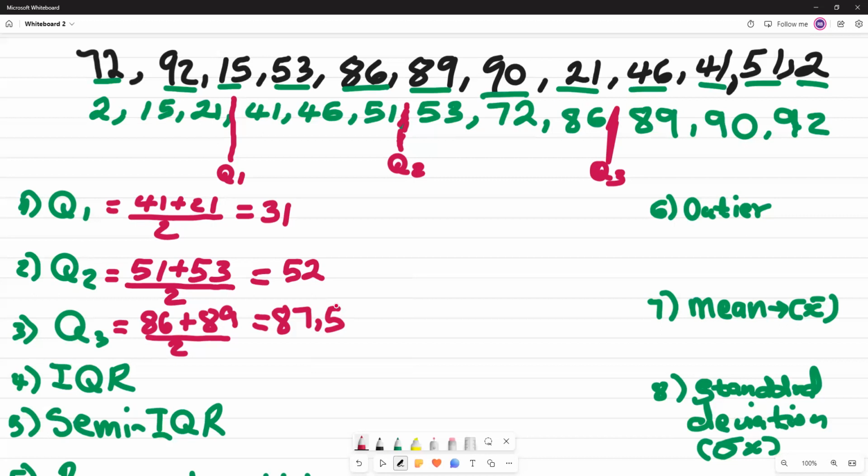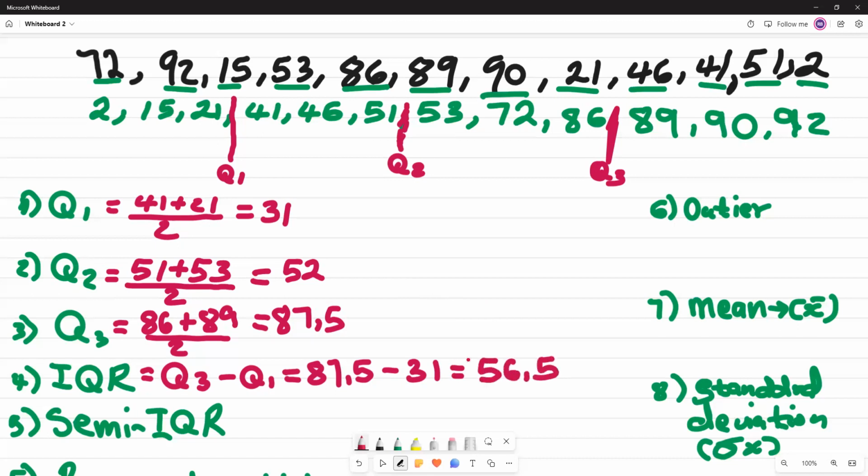Okay, perfect. Then number 4, they need us to get the IQR. IQR stands for interquartile range, which is Q3 minus Q1. Q3 minus Q1 is 87.5 minus 31. Let's see what that will give us. That gives us 56.5.